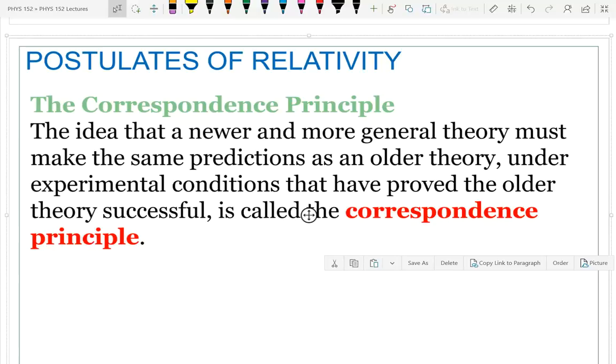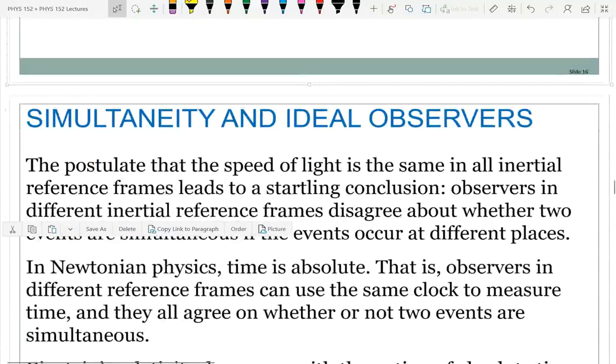Our special relativity calculation should exactly agree with our general physics understandings if we're in that region less than 1/10 the speed of light. Which means nobody ever uses special relativity in the region of less than 1/10 the speed of light, because what's the point? Your calculations are the same, but the math is more demanding with the special relativity. So that's the correspondence principle.